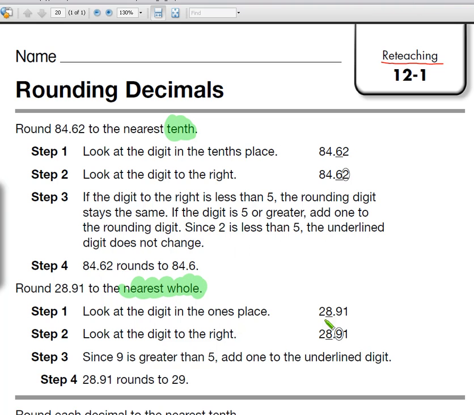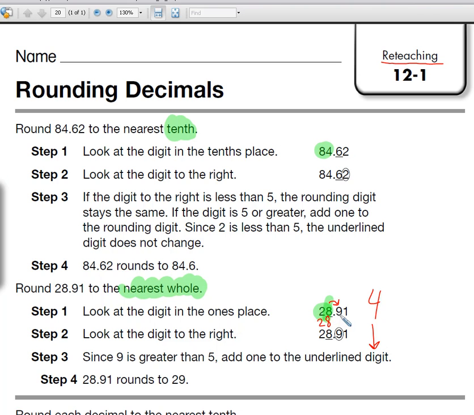Remember, a whole number, right here, if we look at this one, a whole number would be 28. There are 28 wholes and 91 1/100ths of a whole. Up here a whole number would be 84 and 62 1/100ths of a whole. So if we're rounding to the nearest whole number, the first thing we do is we look at the digit in the ones place, we mark the spot, we look to the right. 4 or less, we're going to stay and rest. That means that it would stay at 28.